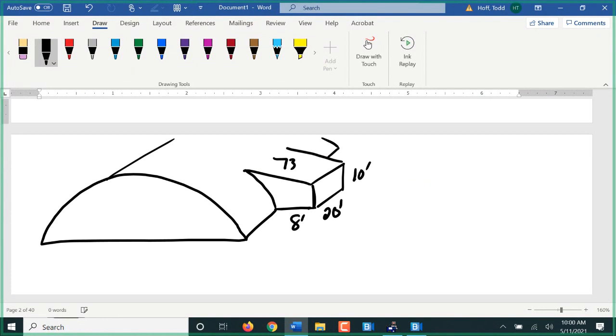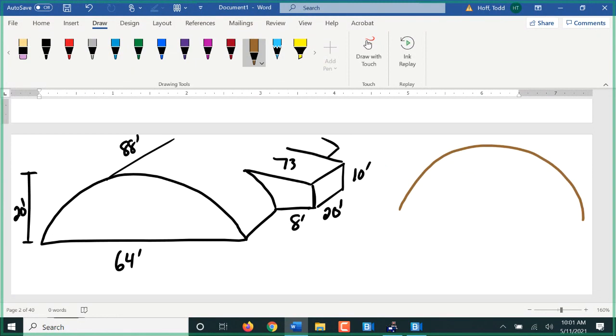$12, $4 and $20. And the ridge is 88 feet. So for this piece here, we're asked to find the roof area, wall area, volume, and of course the radius of the circle. We have to have the radius of the circle to do much of anything. So let's do that first.